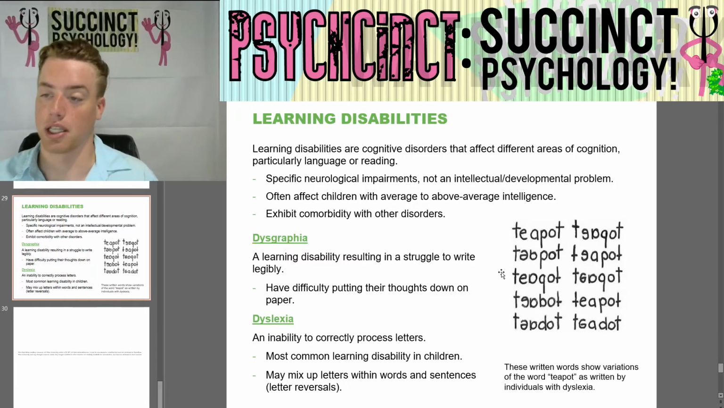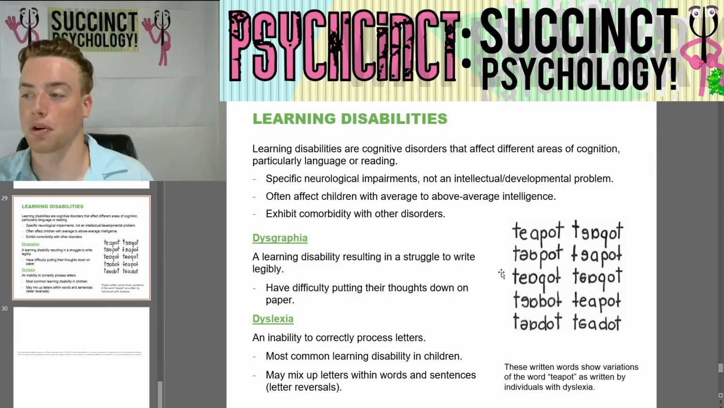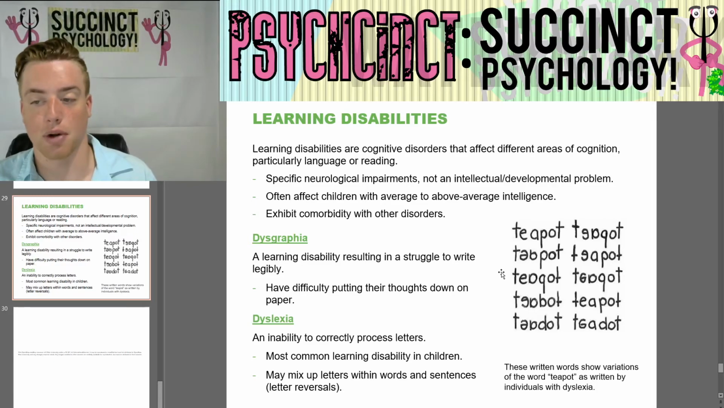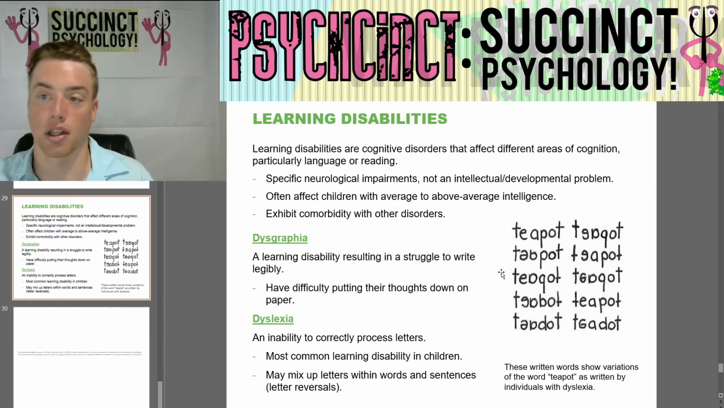Next, we have learning disabilities. Learning disabilities are cognitive disorders that affect different areas of cognition, particularly language or reading. They are specific neurological impairments, not an intellectual or developmental problem, and they often affect children with average to above average intelligence, and exhibit comorbidity with other disorders. For example, we have dysgraphia, a learning disability resulting in a struggle to write legibly. They have difficulty putting their thoughts down on paper. And we have dyslexia, which I'm sure you've heard of before. I think it's the most prevalent one everybody knows about. It is an inability to correctly process letters. It's the most common learning disability in children, and they may mix up letters within words and sentences, so letter reversals.